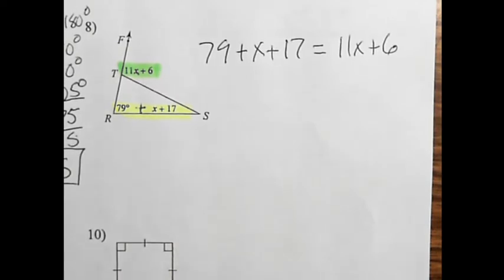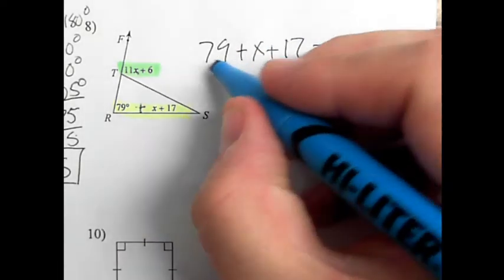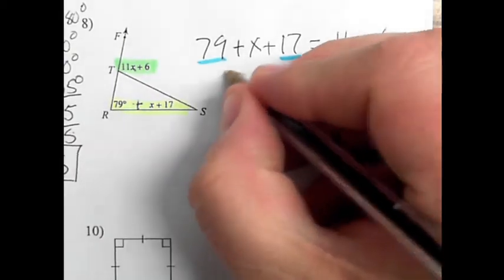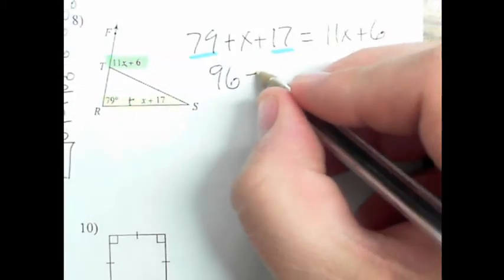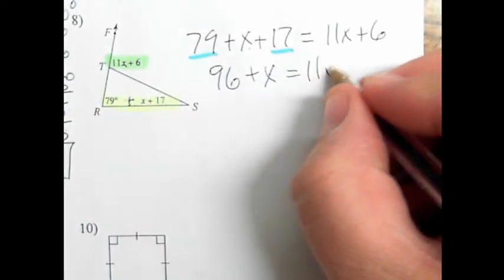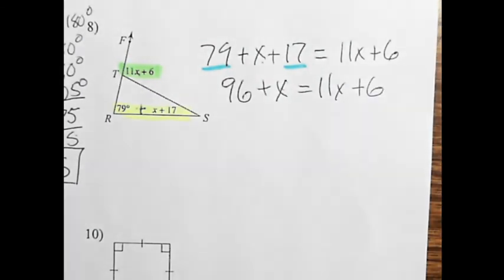So now the first thing that I want to do when I'm solving an equation is combine like terms on each side of the equal sign. 79 is constant, there's no variable. 17 is constant, there's no variable. I add those up, and that's going to be 96. Now x, I can't do anything with right now, so I'm just going to drop it down. On this side, I have one variable, one constant, really nothing to simplify, no like terms to combine.